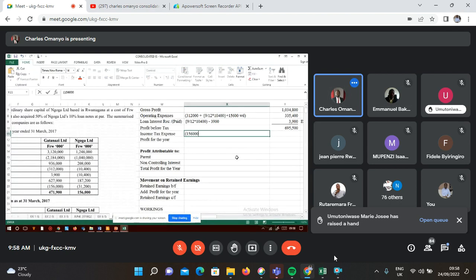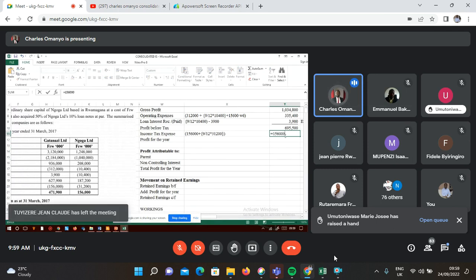156,000 plus 9/12 times 31,200. You see again here, 156 in the statement is negative. But when I'm writing it here, I write it as positive. Why do I write it as positive? Because I will need to deduct it. So that is 156, but you see that explanation confuses more people than helping.